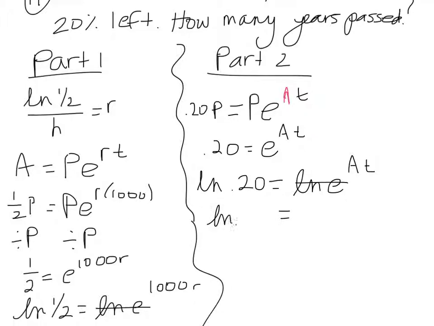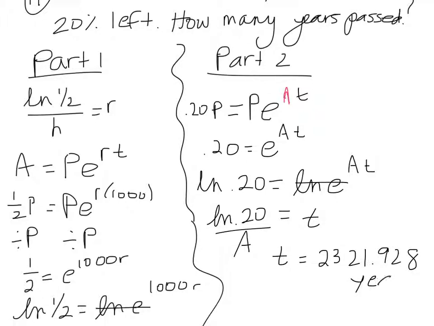So I get the natural log of 0.20 divided by that value I just stored in my calculator, A. So I'm going to do natural log of 0.2 divided by A. So I get T is equal to 2,321.928 years. And that's your answer.